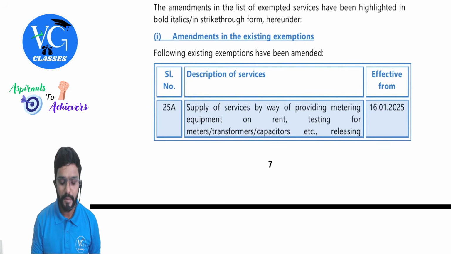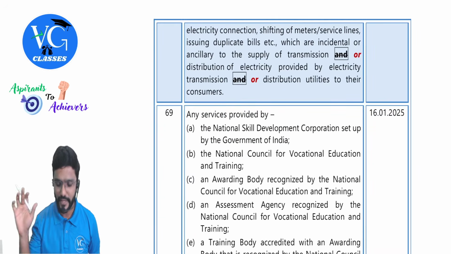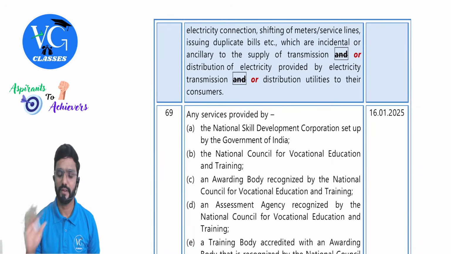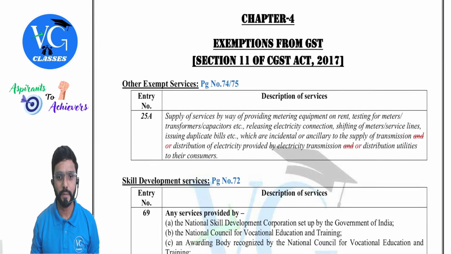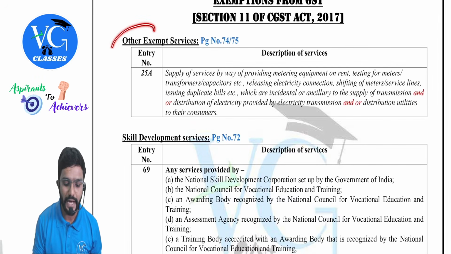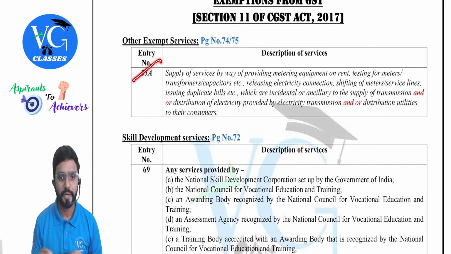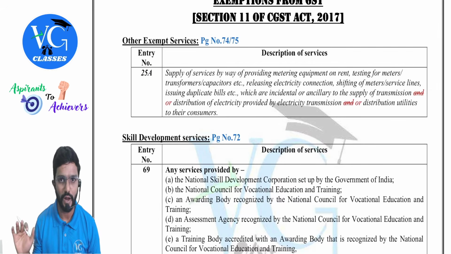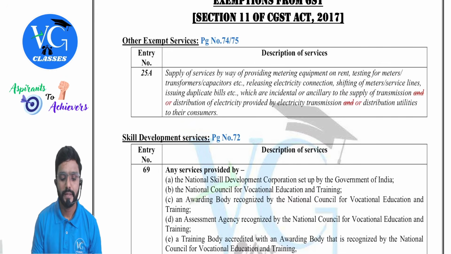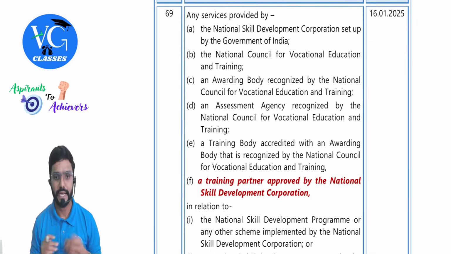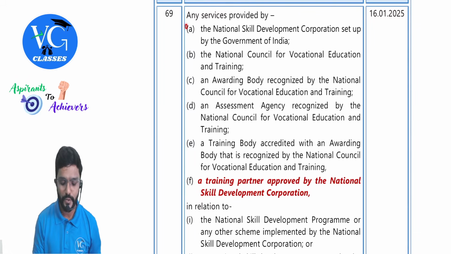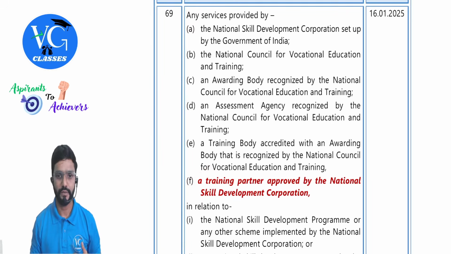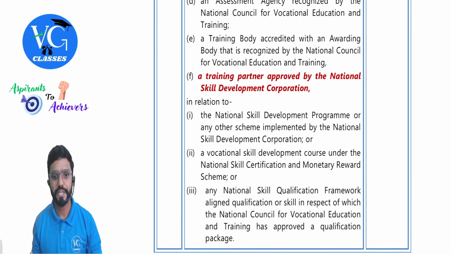What is it? Entry number 25A, guys. Very simple. Nothing to explain also. Instead of under, they have added R or OR. Okay, that's all. You can make the changes. So in the page number 74, 75, which is under other exempt services, entry 25A, just scratch and add or in place of it. That's all. Yes. Then next one, entry 69. Any services provided by so and so suppliers. Guys, in supplier list, they have added one more, F. F is an addition. All others will remain same, but one new addition in the supplier list.